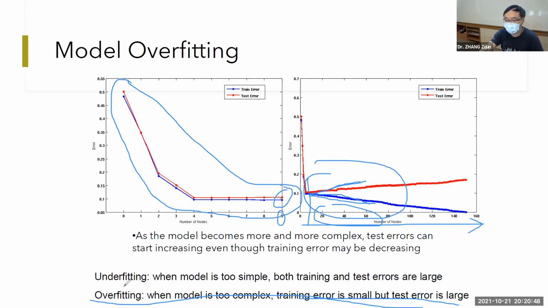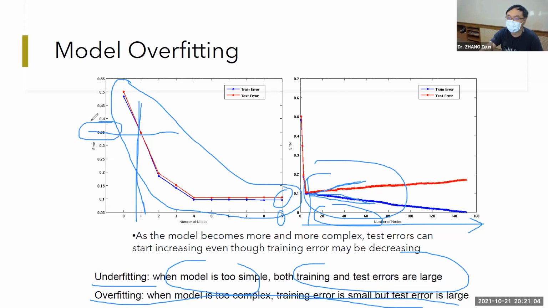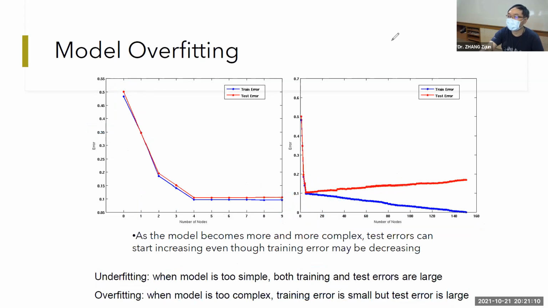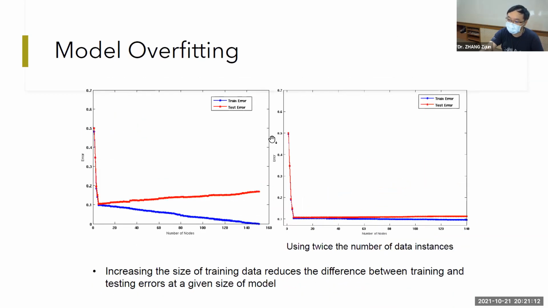But there's another term called underfitting, which indicates the model is too simple. Both training and test error are large. For example, you pick a tree with just one node here, then its training and test error are still close, but their magnitude is big. Okay, this is called underfitting. That means you didn't train your model well.